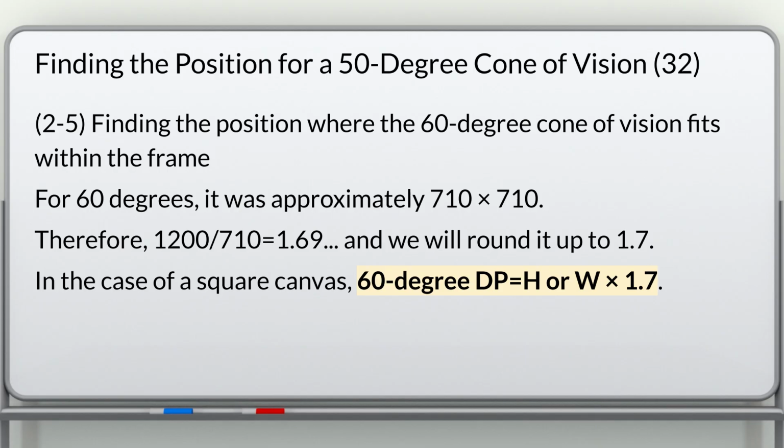I will explain how to find the position where the 60-degree cone of vision fits within the frame. For 60 degrees, it was approximately 710 times 710. Therefore, 1200 divided by 710 equals 1.69, and we will round it up to 1.7. In the case of a square canvas, 60-degree dp equals h or w times 1.7.